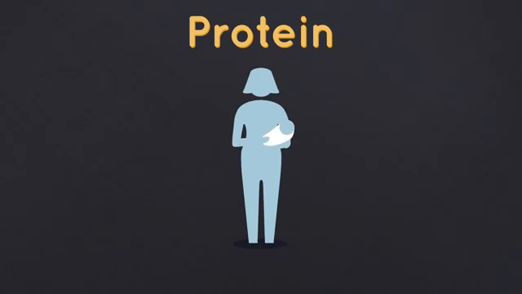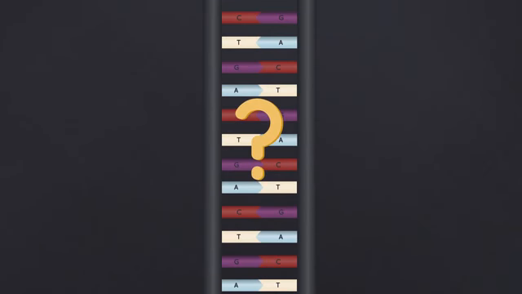Proteins are the building blocks of life. And as our genes code for specific proteins, this is how DNA controls our body and helps us to survive, develop, and reproduce. But what is DNA made up of?